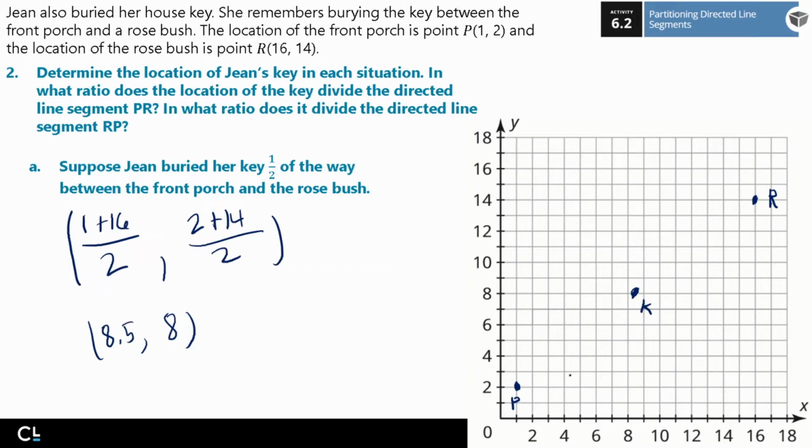Now, what is the ratio here? Well, this is halfway, so we have two segments: P to K and then K to R. There are no other segments here. We're only dividing this line into two. So that means our ratio either way is going to be 1 to 1. Whenever you're dividing something in half, you're going to have that 1-to-1 ratio because those two segments on either side are equal. 1 and 1 are equal, so it all makes sense. Let's move to our next problem.